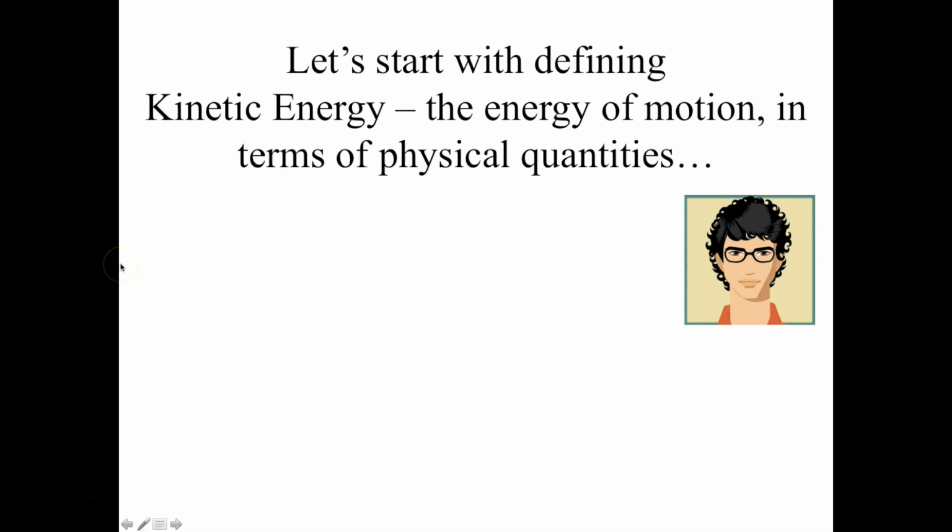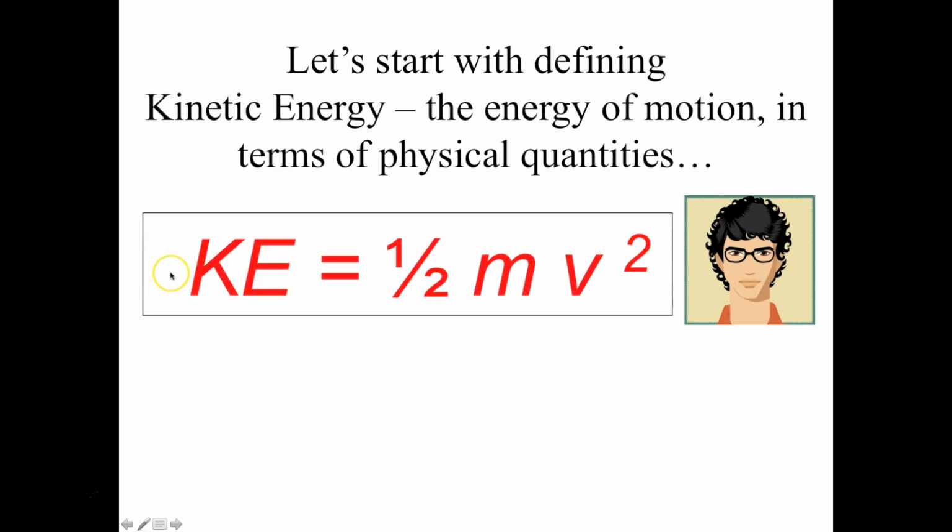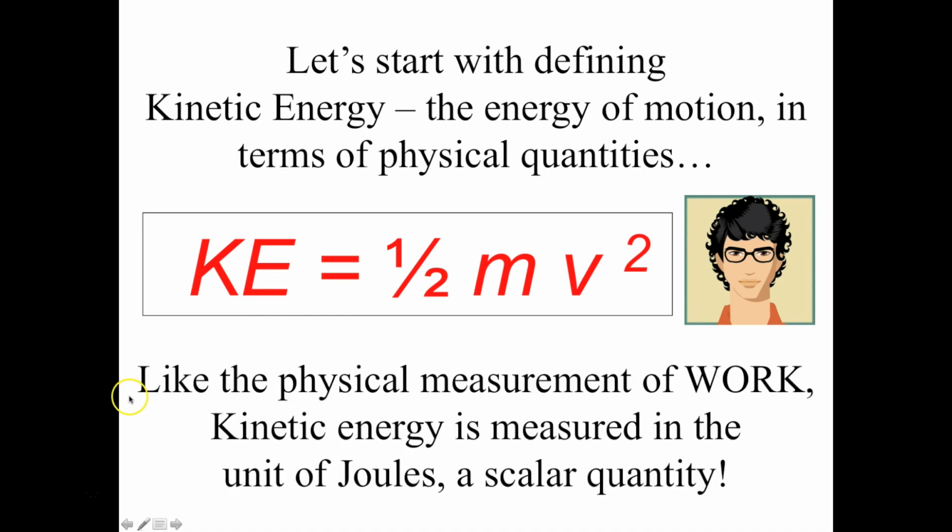Okay, kinetic energy is equal to 1/2 mv squared. M is mass in kilograms. V is velocity in meters per second. These are quantities which we're familiar with. We are familiar with mass. We're familiar with velocity. Together, when they're combined in this way, they give us kinetic energy. We'll see how we get that momentarily.